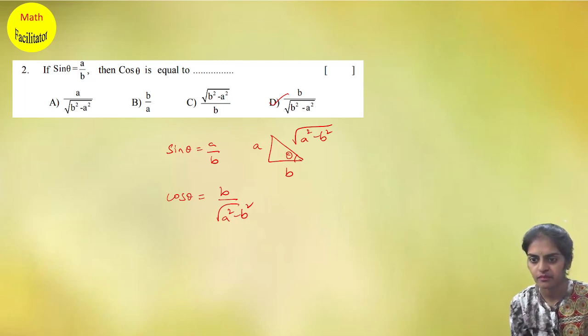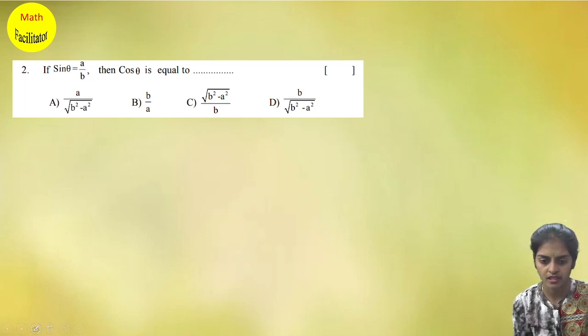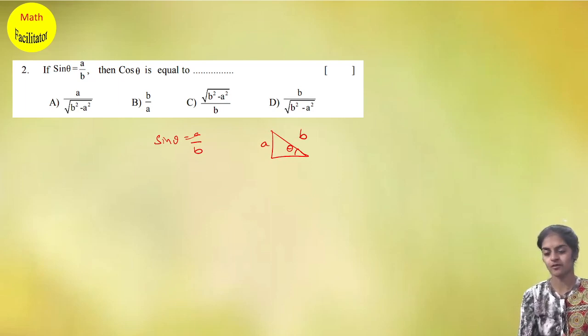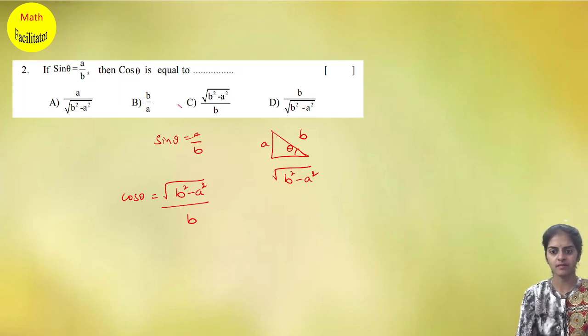Where is it? One second. So here there is a problem. Here sine theta is a by b. I have taken it as tan theta. I'm so sorry. So a is the opposite side, b is the hypotenuse. I have taken b as the adjacent side. I'm so sorry for that. So this will be root over hypotenuse square minus adjacent side square. Okay. So cos theta is nothing but adjacent side. Adjacent side is root over b square minus a square divided by hypotenuse, which is b.